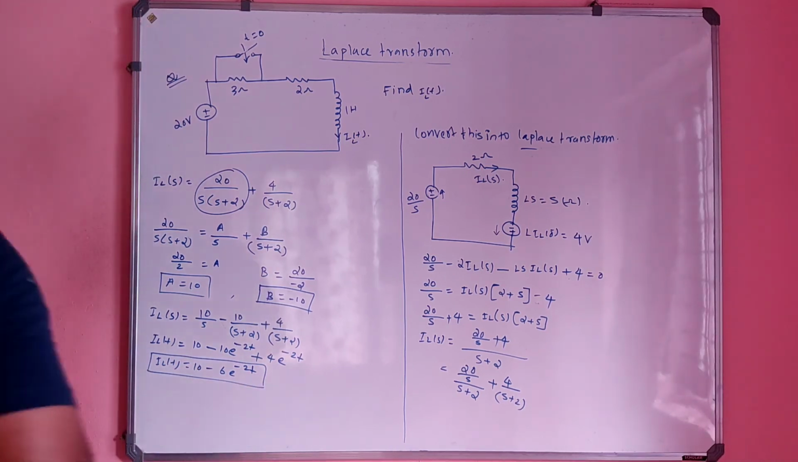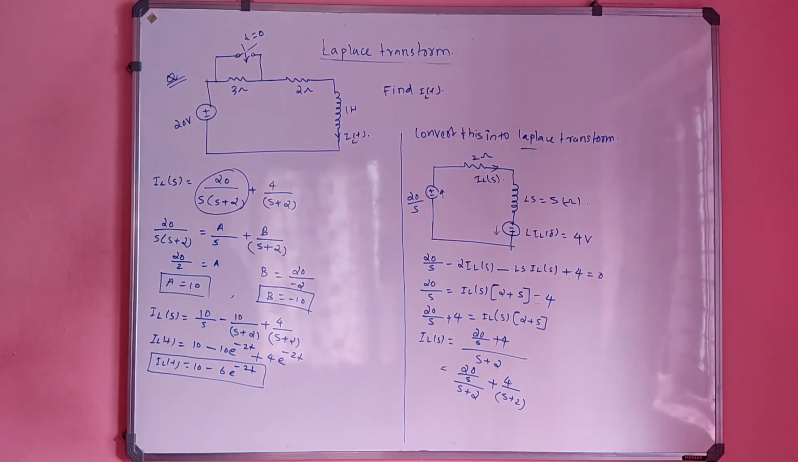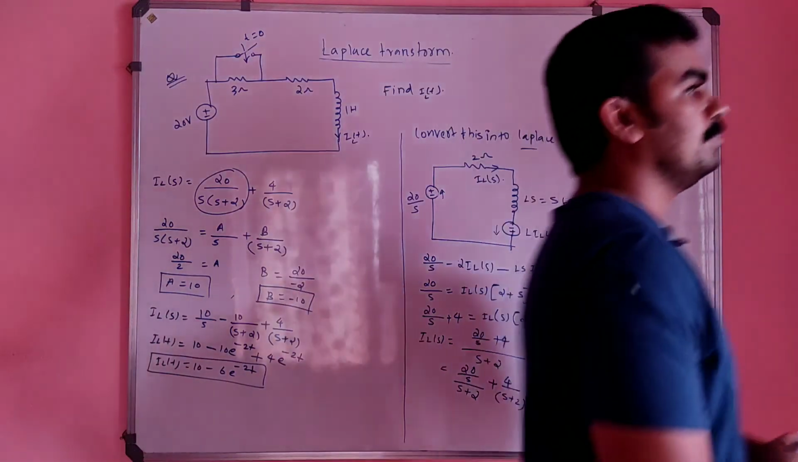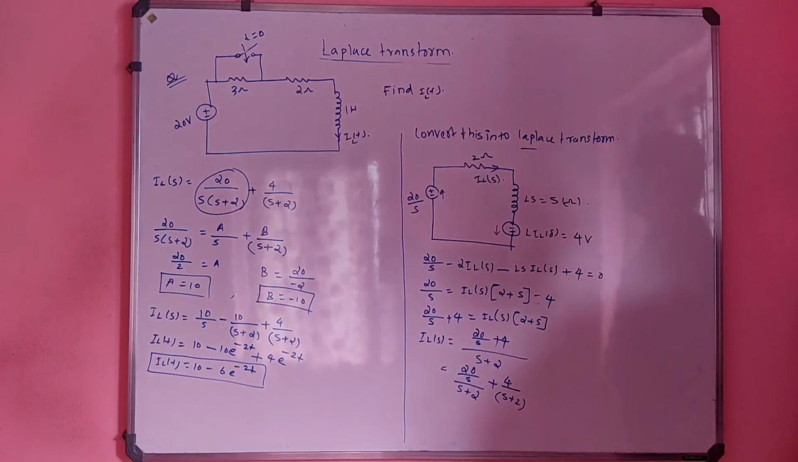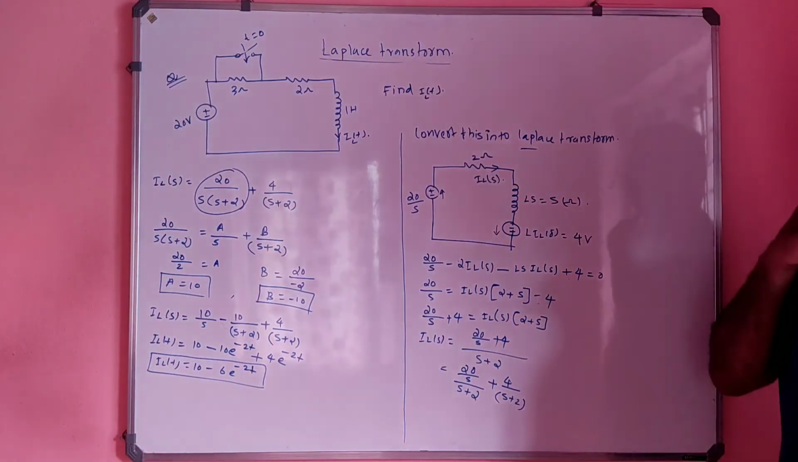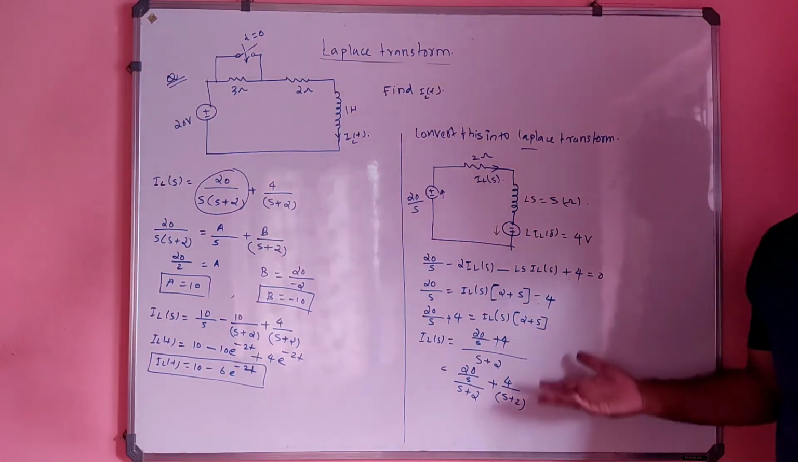So that is the answer. 10 minus 6 e raised to minus 2t. That is the answer. That is the final answer. See, how can we solve? It is somewhat easy, right?